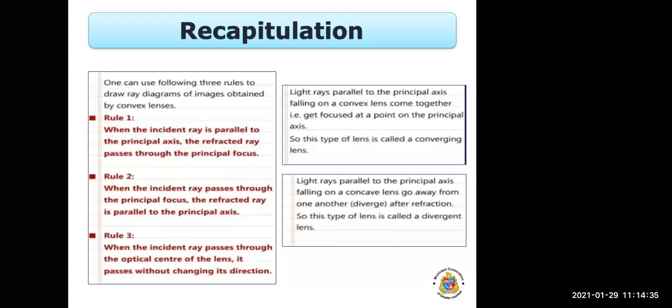So understand the difference. In the convex lens, the refracted rays will converge at a point, so that's why they are known as a converging lens. Whereas in concave lenses, divergence of the rays takes place, and that's why it is known as the divergent lens.